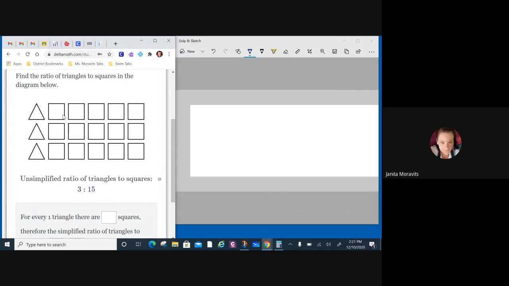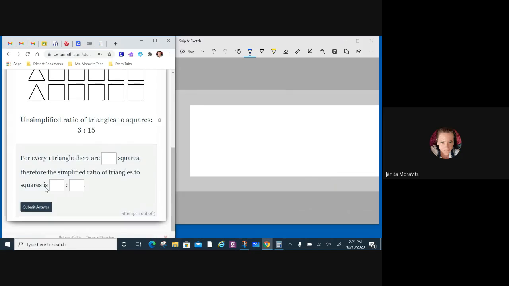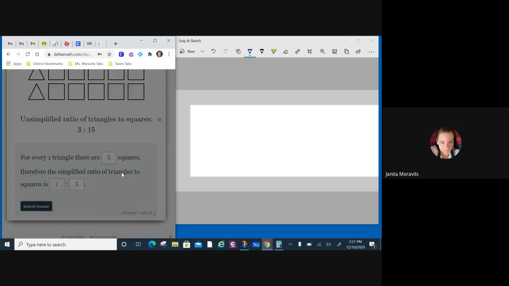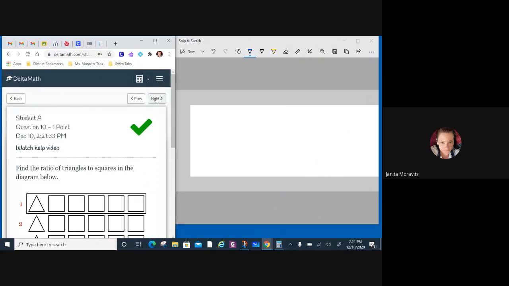Now, for every 1 triangle, there are how many squares? Well, here's a row right here. 1 triangle has 1, 2, 3, 4, 5 squares. All right. And then the simplified ratio is, here's your number, your first one, 1 triangle to 5 squares. Submit that answer. All right.